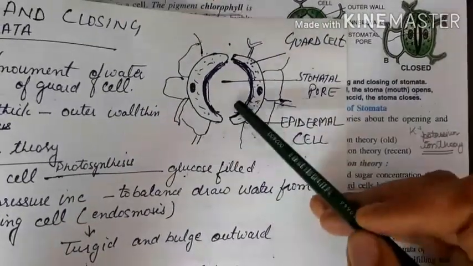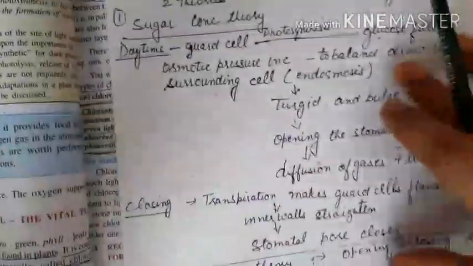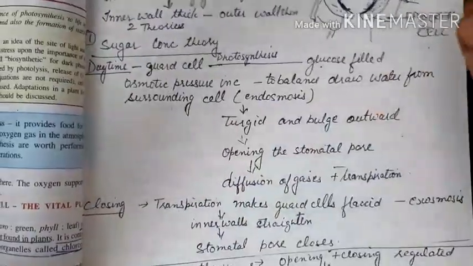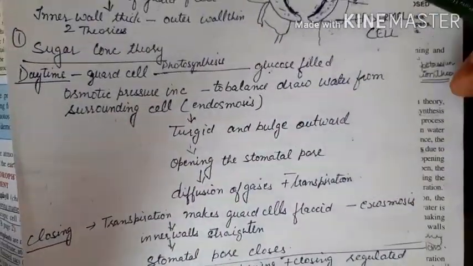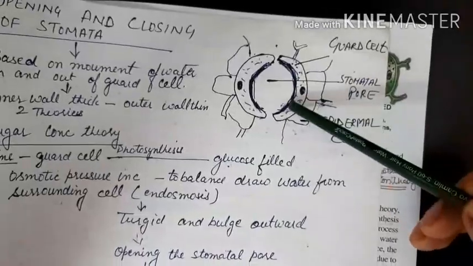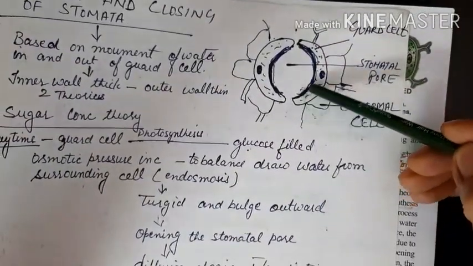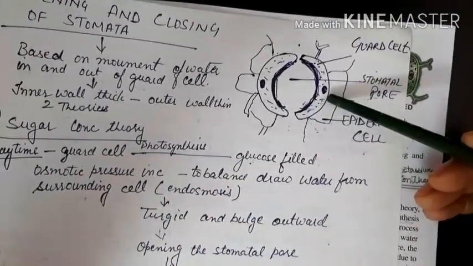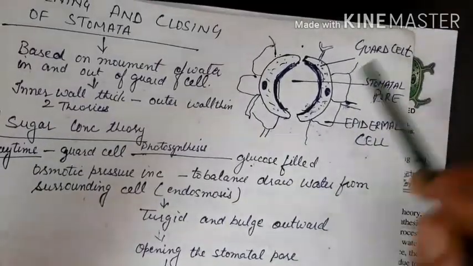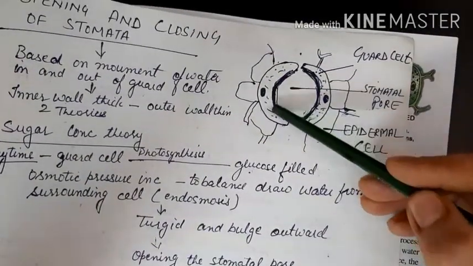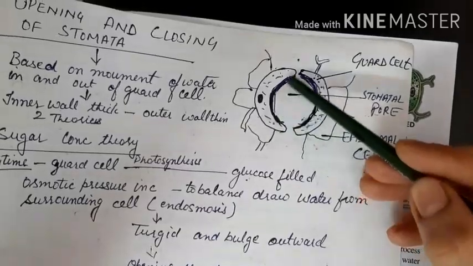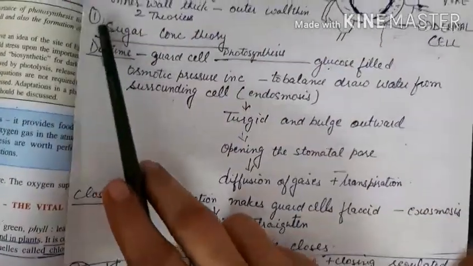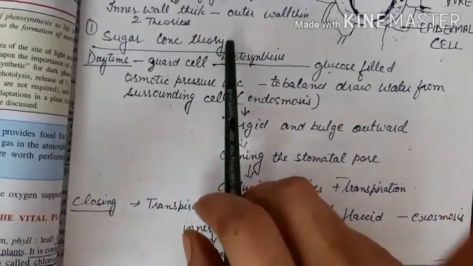So mainly we follow two theories for it. The first theory we are going to discuss is the sugar concentration theory. Before starting the theory, one point we have to keep in mind about the structure of the stomata: the inner walls of the stomatal cells are thicker as compared to the outer wall. This allows the diffusion of gases easily. In the diagram I have marked them, the inner wall is thick and the outer wall is thin.